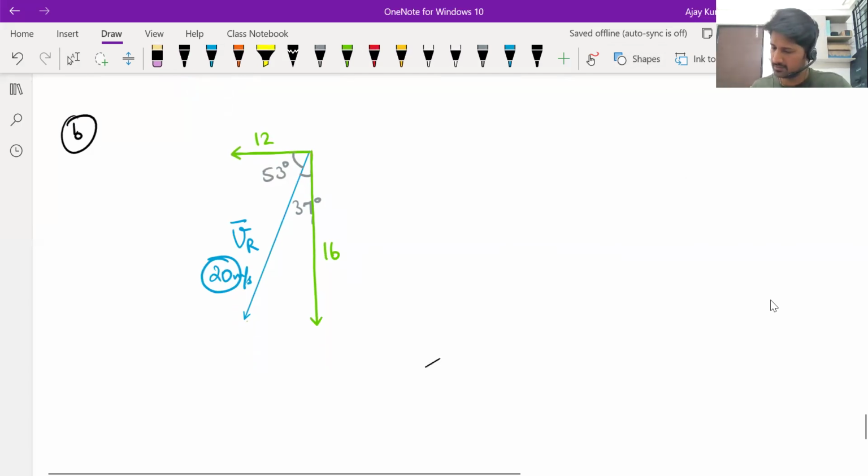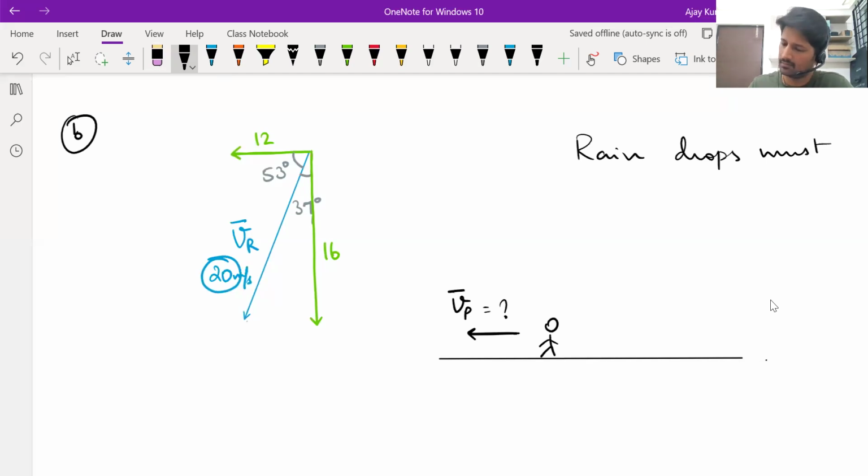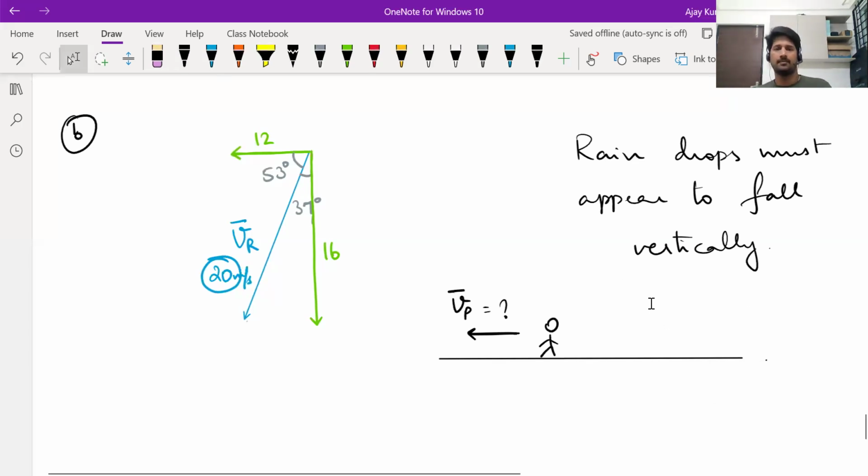So the question is, to find out with what speed the person should move to the left, such that the raindrops appear to fall vertical. Try this, all of you.